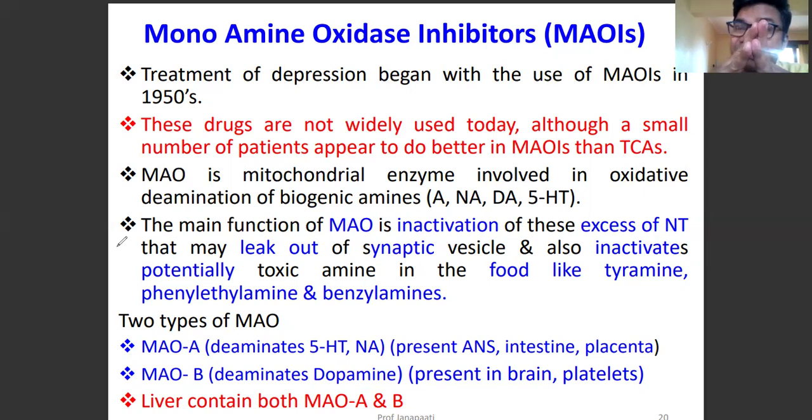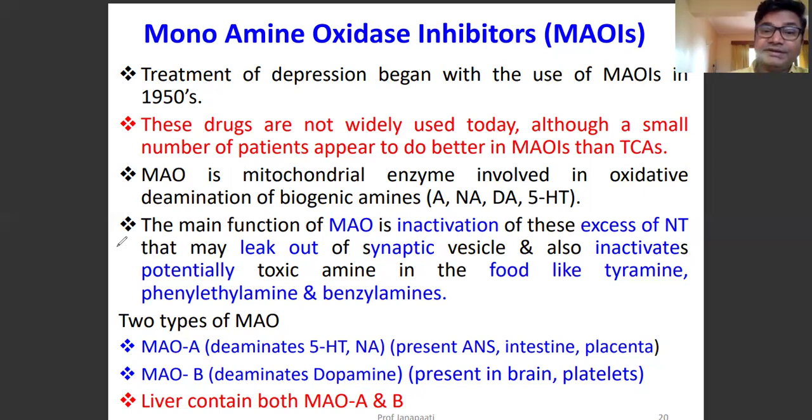One more important function is that our food consists of toxic amines such as tyramine, phenylethylamine, benzylamine. These are very toxic, so the levels increase and cause toxic effects to us. So MAO also inhibits that. Then one more important point we studied: there are two types of MAO, MAO A and MAO B. MAO A specifically metabolizes 5-HT and norepinephrine. MAO B specifically metabolizes dopamine.